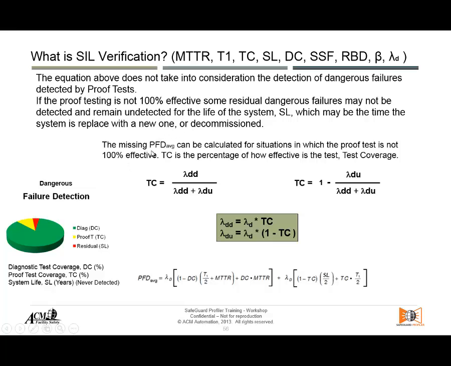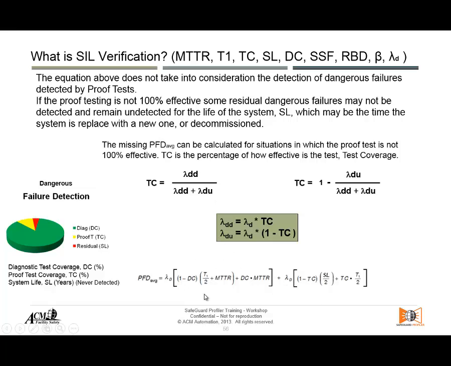So the missing probability of failure on demand that was not there can be calculated for situations in which the proof test is not considered to be 100% effective. Those would be rare occasions, I hope. So test coverage is the percentage of how effective the test is. In the same way that we went through the diagnostic coverage, we use a similar approach for test coverage with respect to the lifetime of that equipment.